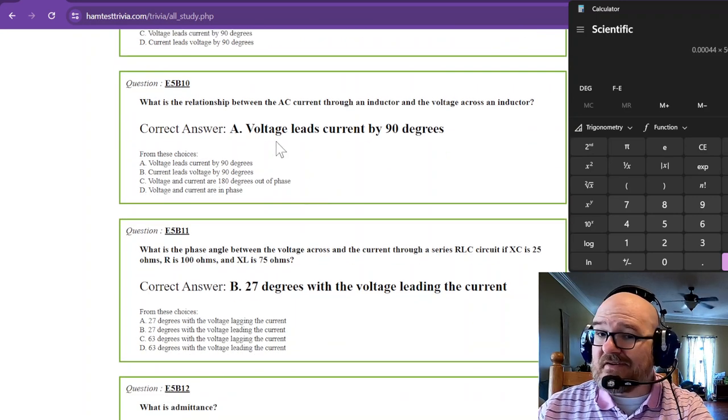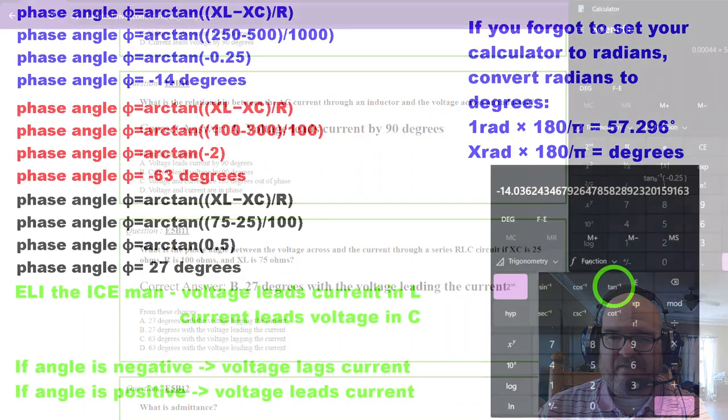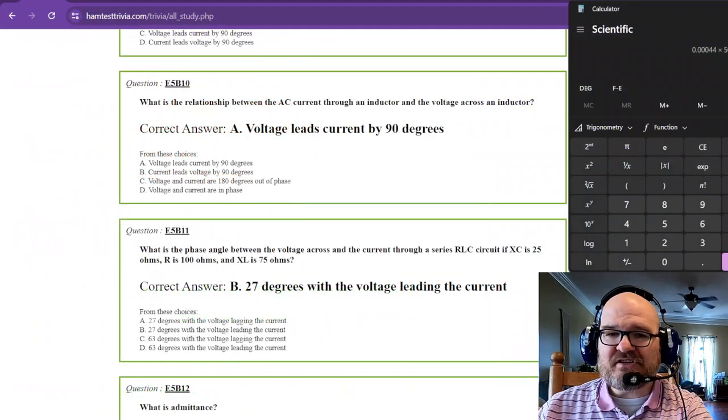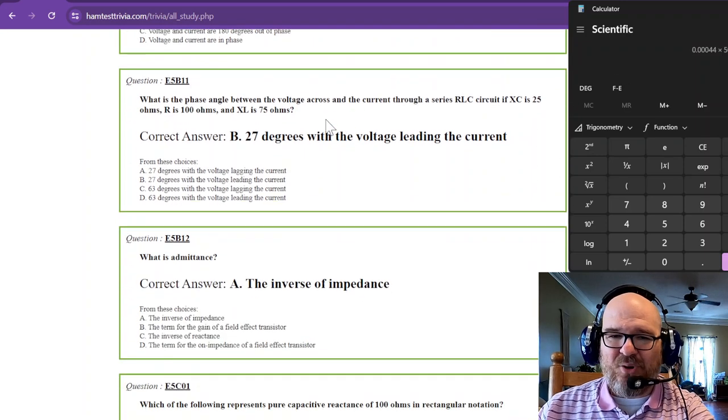So here we go. Here's the second question. What is the relationship between the AC current through an inductor and the voltage across an inductor? Voltage leads current by 90 degrees. So voltage leads current. You can see it right there for Eli. Voltage leads current. If you can remember Eli the Iceman, you'll have those two questions knocked out. And we have one more of these wonderful phase angles.